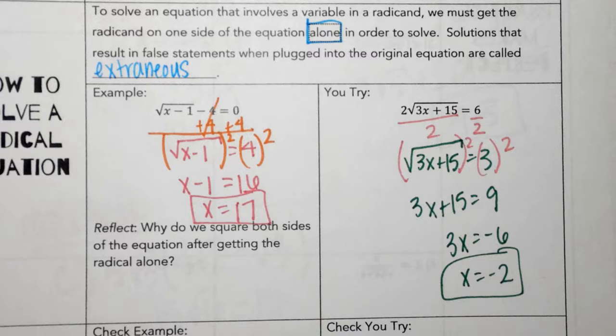How many of us got it right? So then you just plug in. We're going to do that in just a second. Alright, now, why do we square both sides of the equation after getting the radical alone?